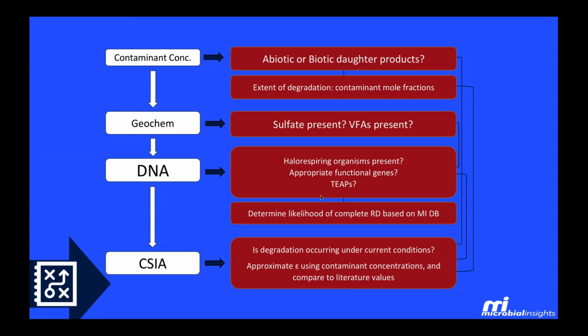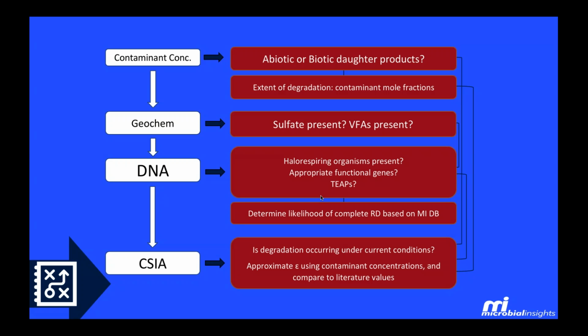So if we look at our contaminant concentrations, that's kind of the first place I like to start. Do we see daughter products forming, which could indicate biotic degradation? If we don't see daughter products, do we think that there might be some abiotic degradation? What's the extent of the degradation? If we do some mole fraction analysis, what are we seeing with our contaminant concentrations? Then moving to looking at the geochemistry at the site, how much sulfate is present? Are we seeing volatile fatty acids being produced? How reducing are we at this point?